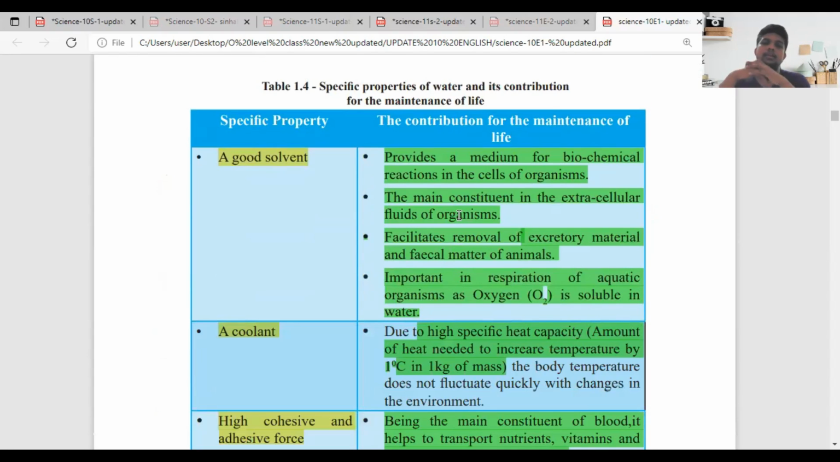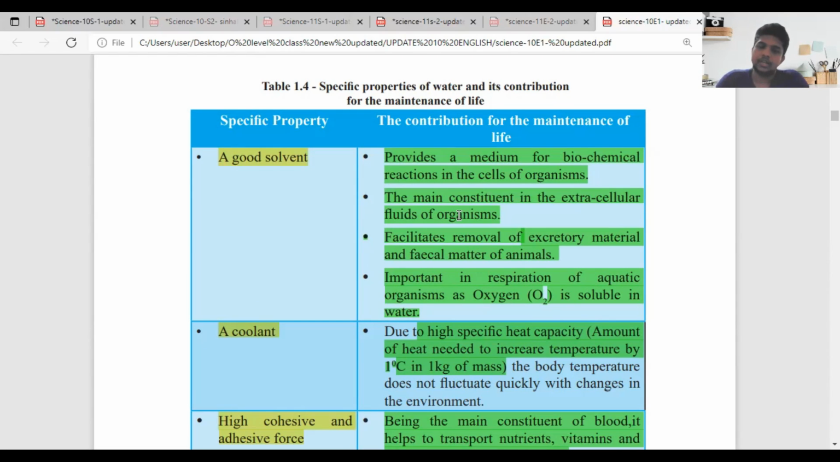Okay, let's go through one by one. Write the subtopic: specific properties of water and its contribution. Now we are focusing on the specific usages and properties of water and their contribution to the human body, to maintain specific conditions within our body.